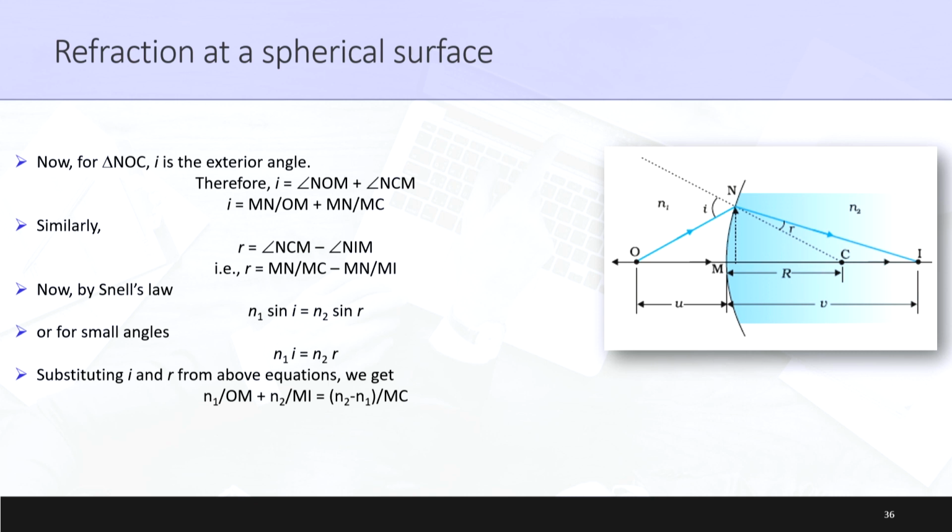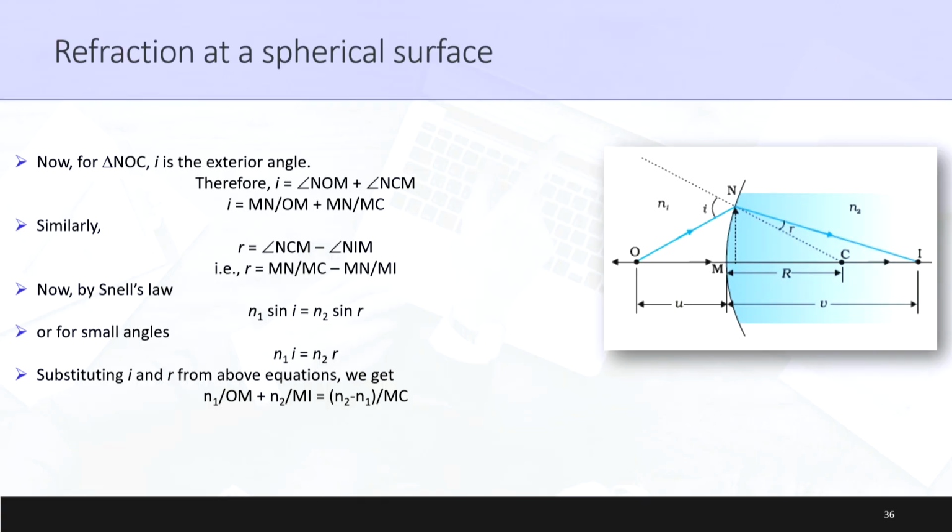As we know, the assumption being explained here is that theta is very small. Therefore, we can put the assumption that sin theta is approximately equal to tan theta, which is approximately equal to theta. So we can directly use the formula n1 i is equal to n2 r, derived from this portion here.